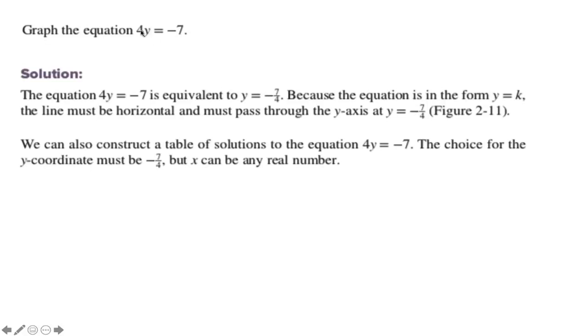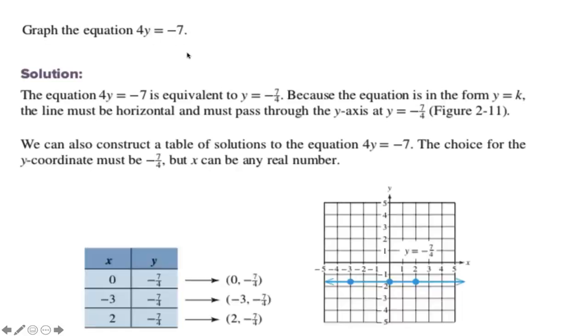Another case: if you have that 4y is equal to a constant, if you divide by 4, you get that y is equal to a constant. This is a horizontal line. And that's because, again, if I make a table of values, solutions of this equation, whatever x is, y is always negative 7 over 4. X can be anything. These are the solutions to this equation. And therefore, in this case, we see that it's a horizontal line.